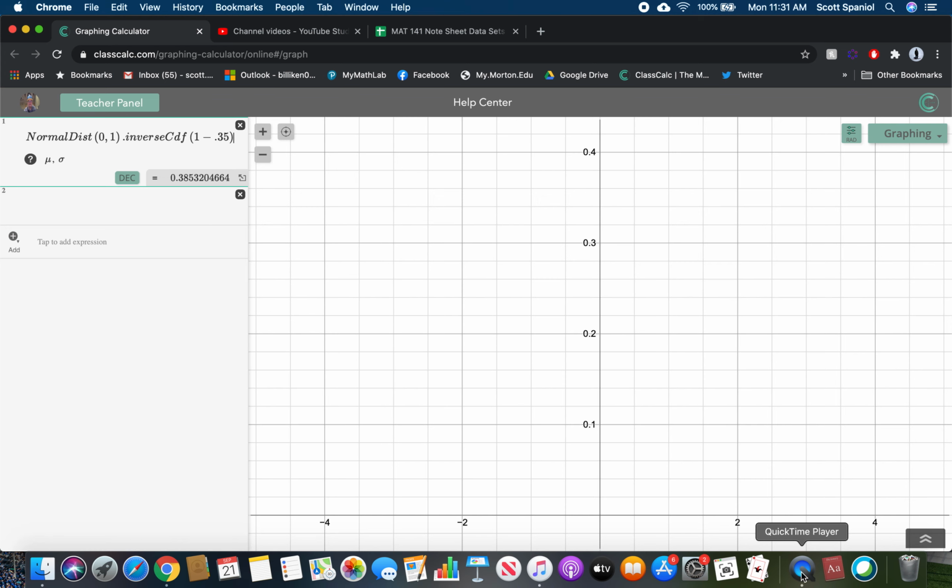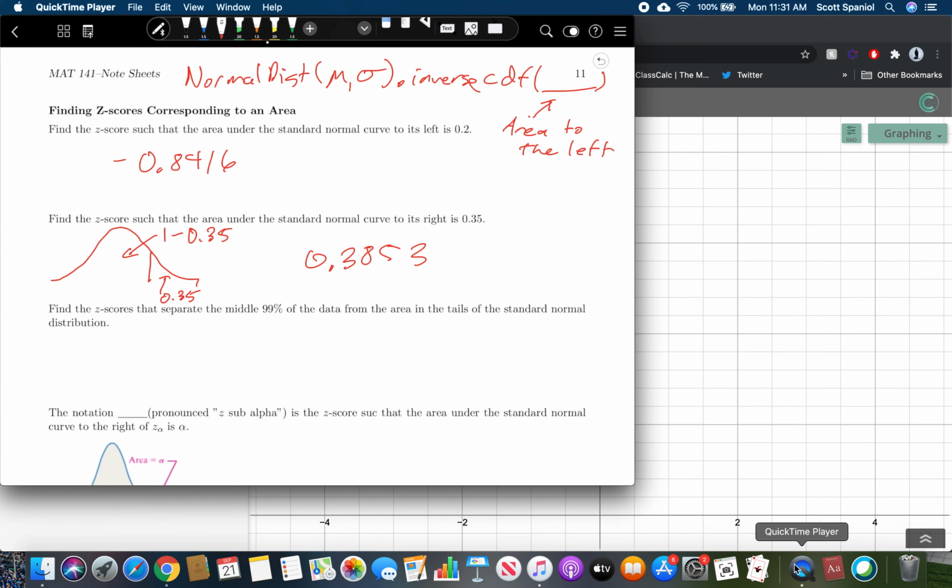Okay. So that's if I want to do left or right. But now let's say they want us to do that 99% of the data is in the middle. So then the question is, how much data is over here? And how much data is over here? Well, there's 1% in the tails, but I have to divide that in half, right? Because there's 2 tails. So that's 0.5%, which equals 0.005 of an area.